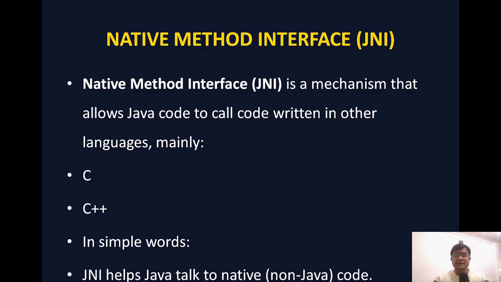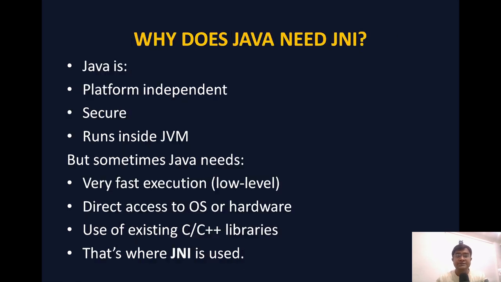Now you have the native method interface also. The native method interface is basically a mechanism which allows Java code to call code which is written in other languages, mainly C and C++. In simple words, JNI helps Java to talk to non-Java code. So JNI is basically used for Java to talk to non-Java code, right?